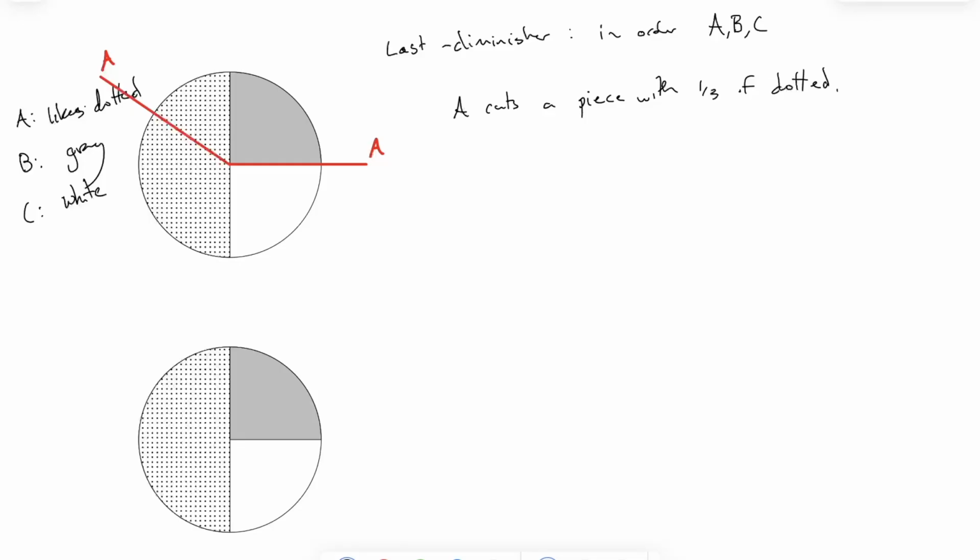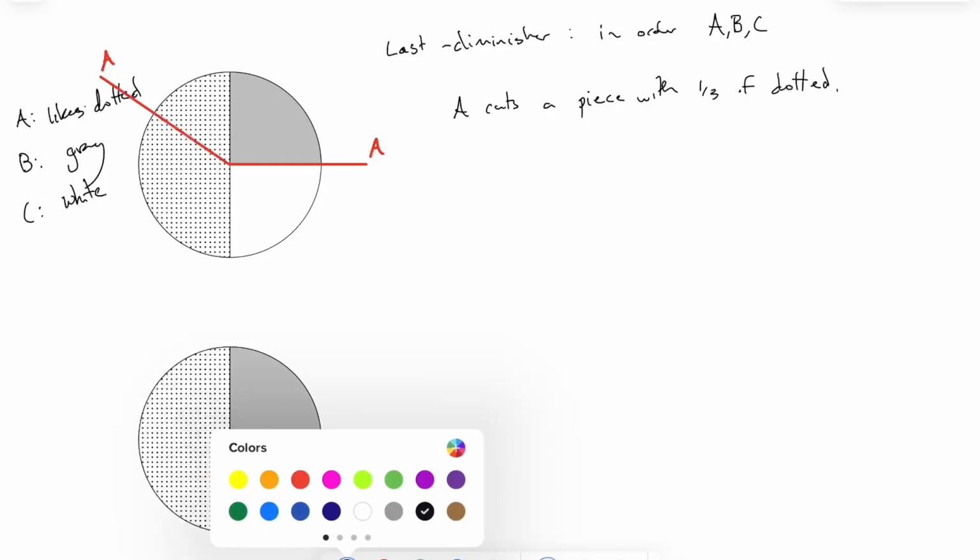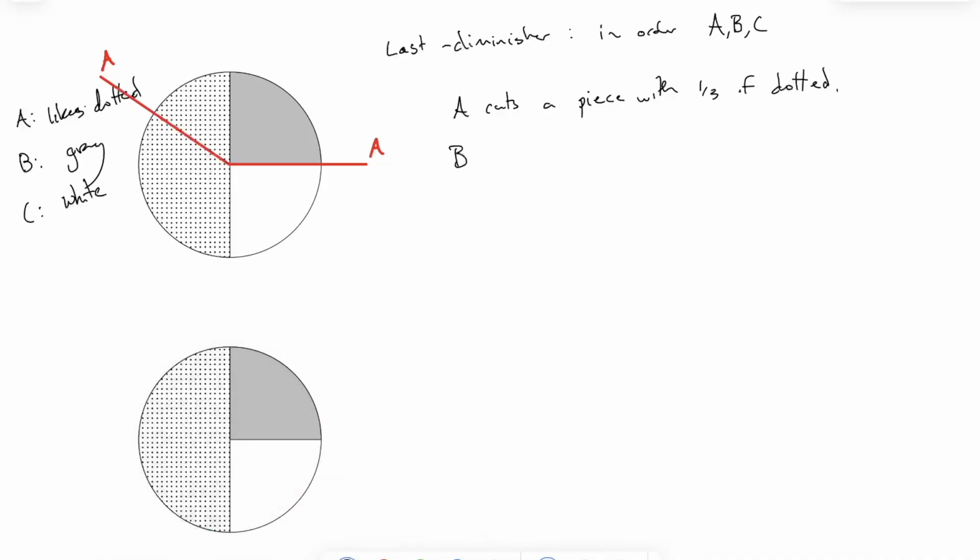So B takes a look at it. B can pass, or if they like it, they trim it down. What are they gonna do? They're gonna pass, or they like it? I say they like it because B likes only the gray, and this actually has all of the gray. So B is going to like this piece. B likes it, and then trims it down.